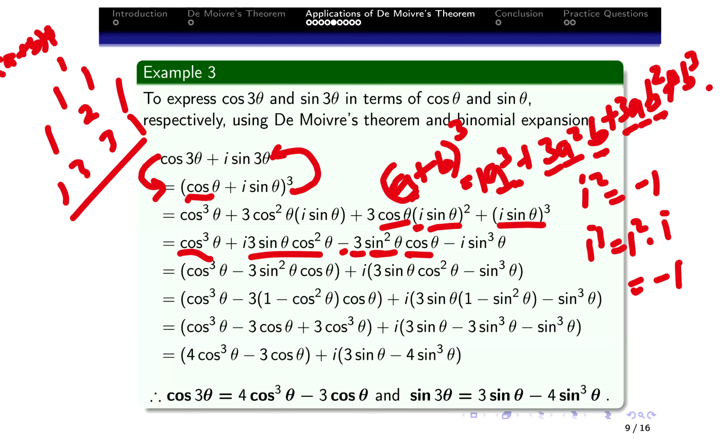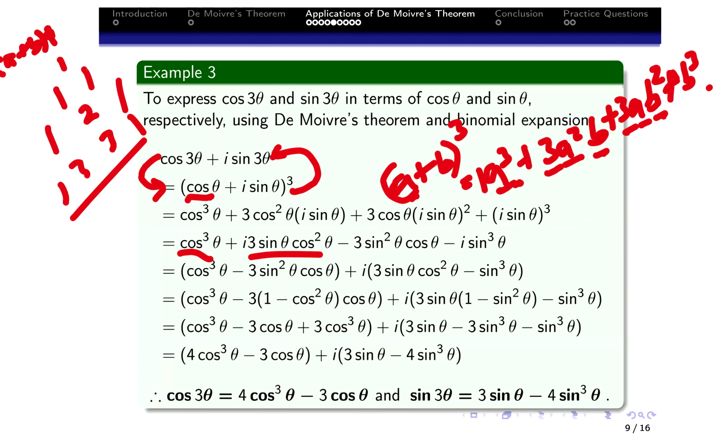And then we go on and tidy things up further. At this point, you can see that cos cubed θ and -3 sin squared θ cos θ do not have i, whereas 3i sin θ cos squared θ and -i sin cubed θ both have i. So we can put them together like that.